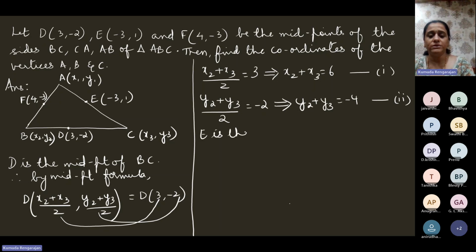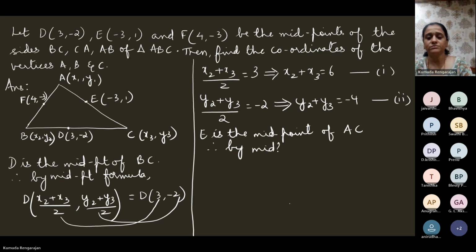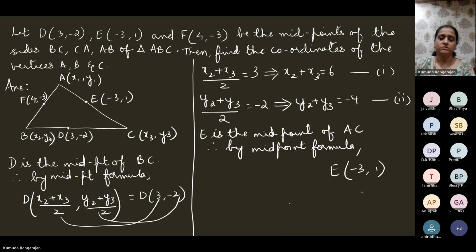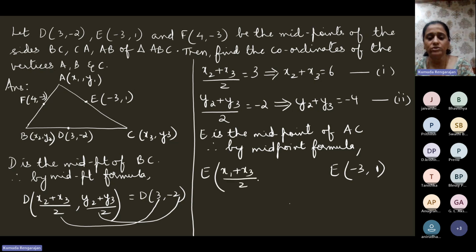E is the midpoint of AC. Okay, so therefore, by midpoint formula, we already know that the coordinates of E are minus 3, comma 1. But how do you find it using the coordinates of A and C? So E is found like this: X1 plus X3 by 2, comma Y1 plus Y3 by 2.